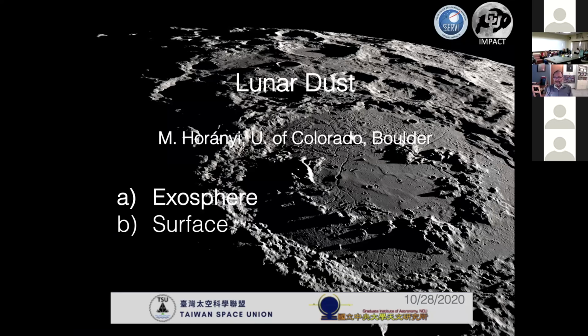answer. So here at University of Colorado, there are two aspects of lunar dust that we are working on. One is the lunar dust exosphere, and the other is the surface dust, surface charging, dust mobilization due to electrostatic effects. But I will leave that for another time or for another speaker. So I will only talk about the lunar dust environment which is above the surface.